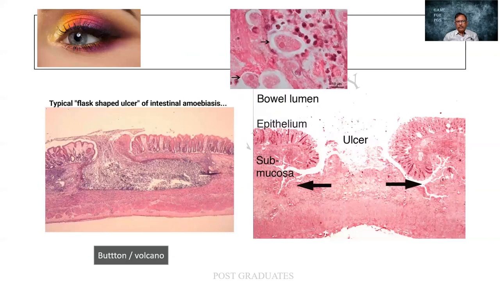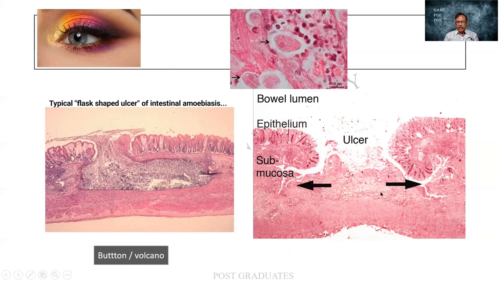This is a very good friend of ours. We have read in our school as well as undergraduation about the flask-shaped ulcers. So I find that there is a colonic mucosa, there is a narrow ulcer over here, and lower down I find that there is a widening of the lesion. Why it is like this, you people should explain. It is a typical flask-shaped ulcer of intestinal amoebiasis, and have an eye for everything.